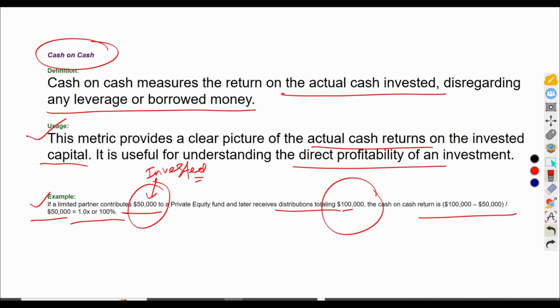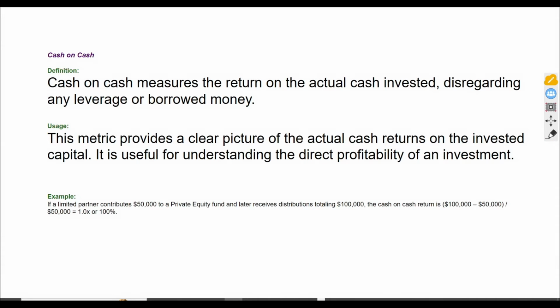And how you can measure it is: distributions minus contributions, divided by contributions again. That helps you to calculate the cash on cash metric. I hope you got how you calculate it and why this is so important.